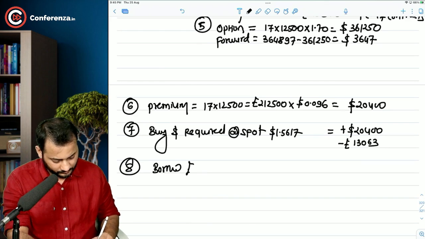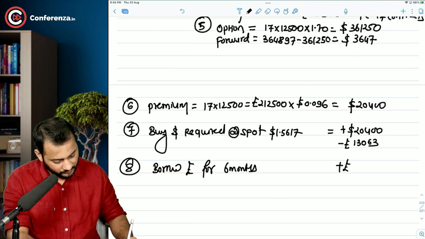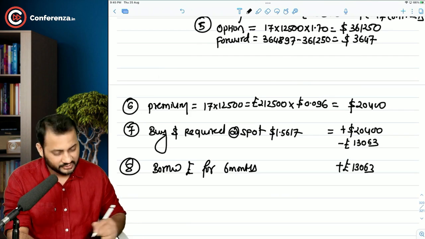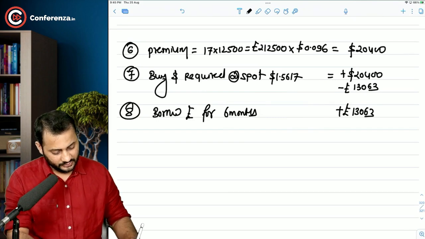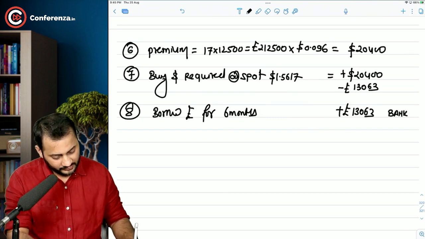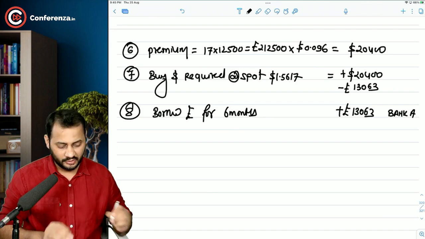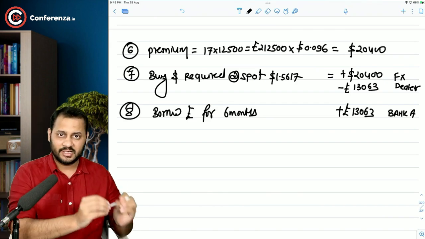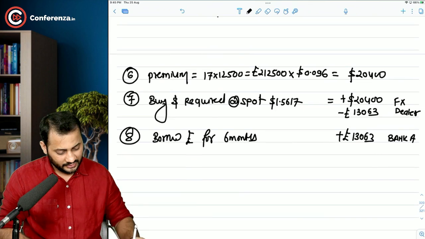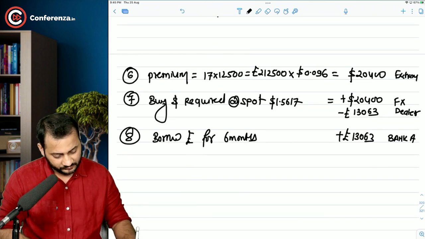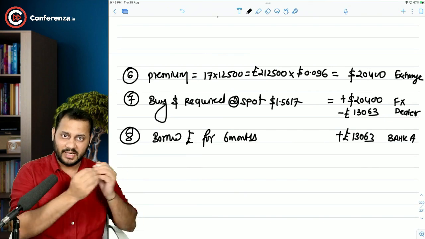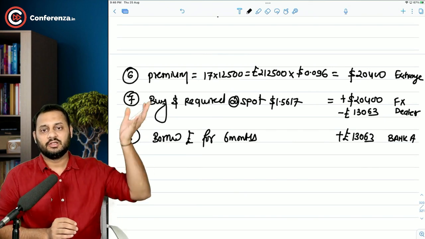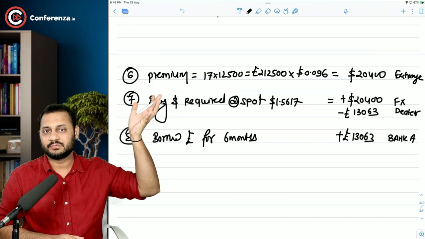Borrow pounds for 6 months. So you will first borrow £13,063. You will go to bank A to borrow the pound, and then you will go to the foreign exchange dealer to sell that pound and buy dollars, and then you will go to the exchange to pay that dollar and buy the put option. You will have to go through 3 different phases.